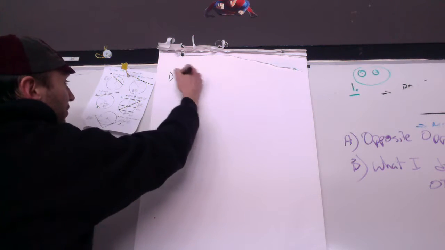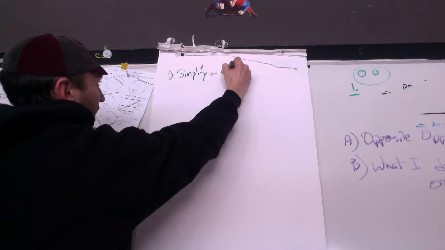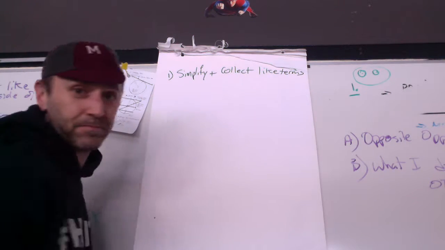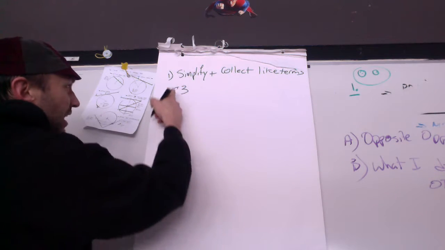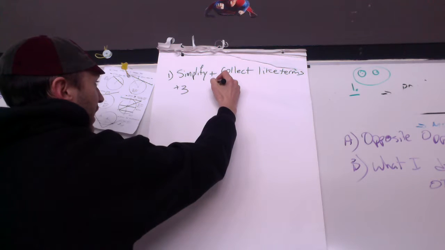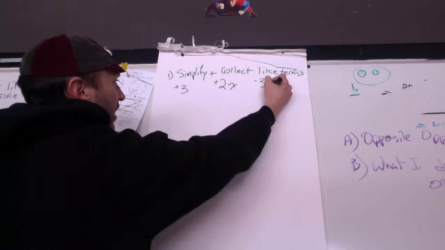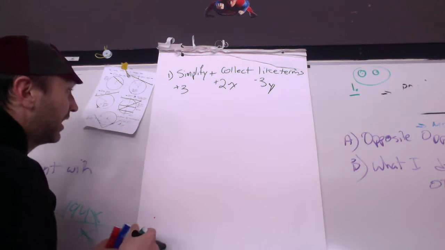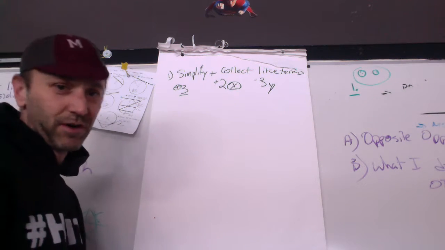So first rule, you are going to simplify and collect like terms. Okay, remember a term. A term is something that has a sign, so it's positive or negative, and it may have positive 2x, could be minus 3y. These are all terms. So a term has a sign, it has a number, and it may have a variable.